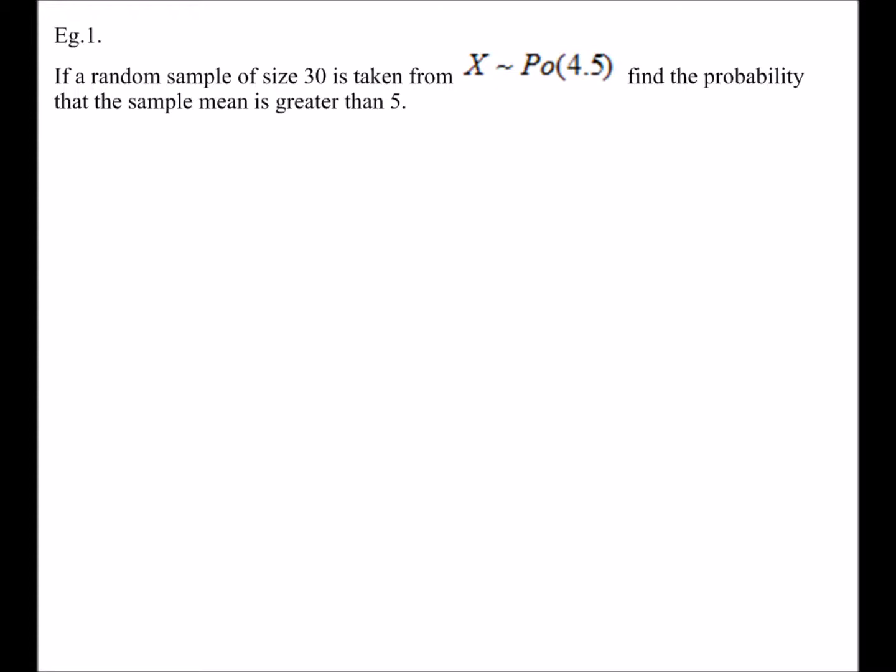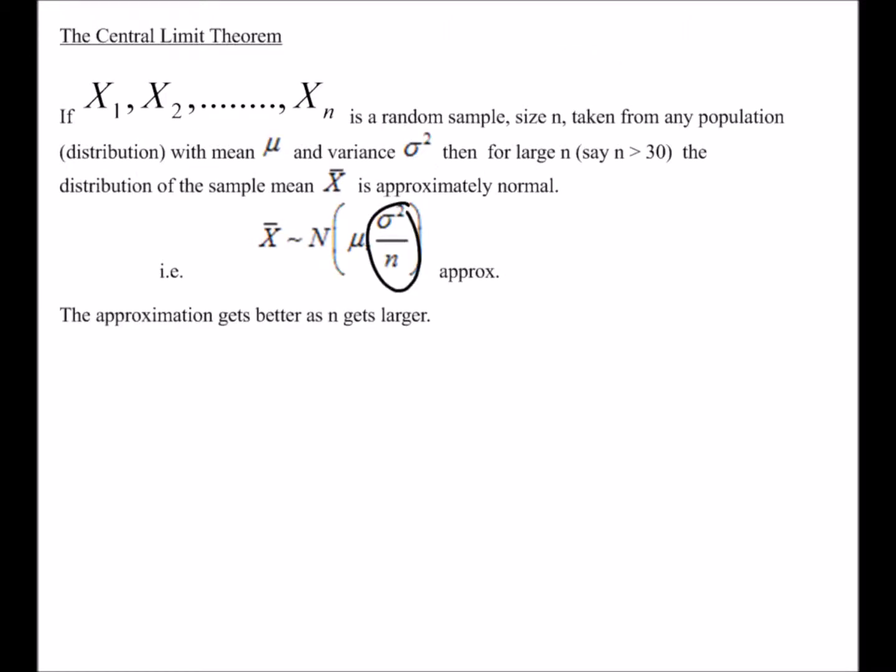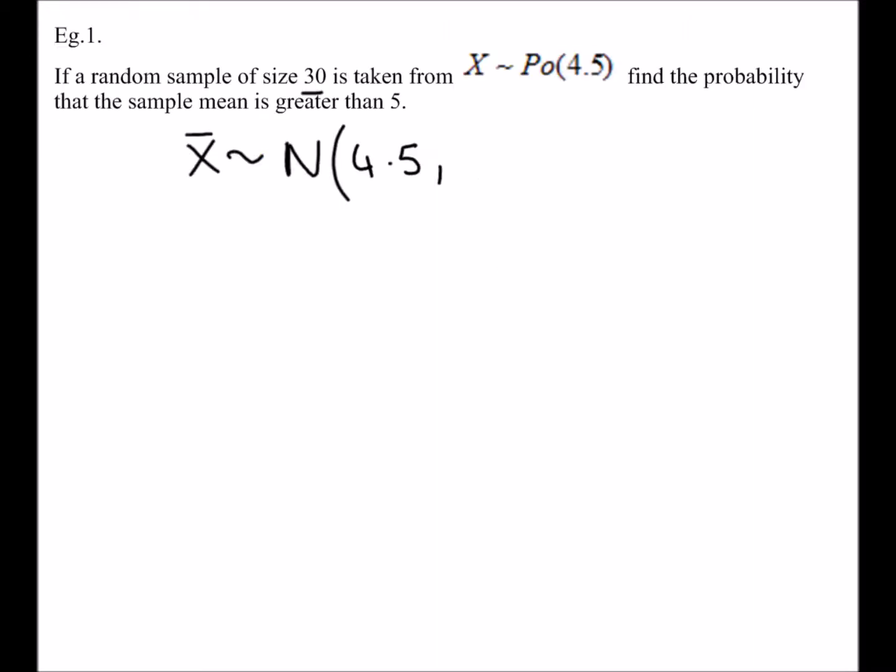If a random sample of 30 is taken from a Poisson distribution with lambda 4.5, find the probability that the sample mean is greater than 5. So we can have a look at our sample mean. Let's call that x bar. We can say that x bar is normally distributed with mean 4.5, since we know that the mean before was 4.5. And we know that the variance of our Poisson distribution was 4.5. Now, because the sample size is 30, and we know that our variance is sigma squared over n, our new one is going to be 4.5 over 30.